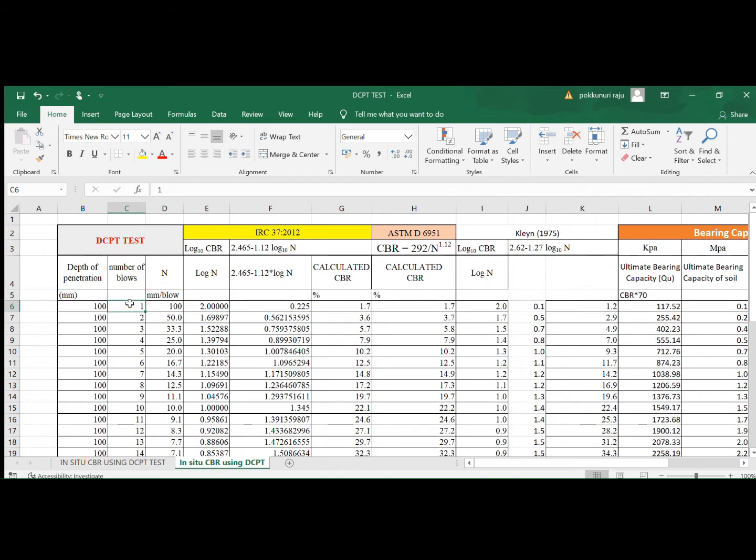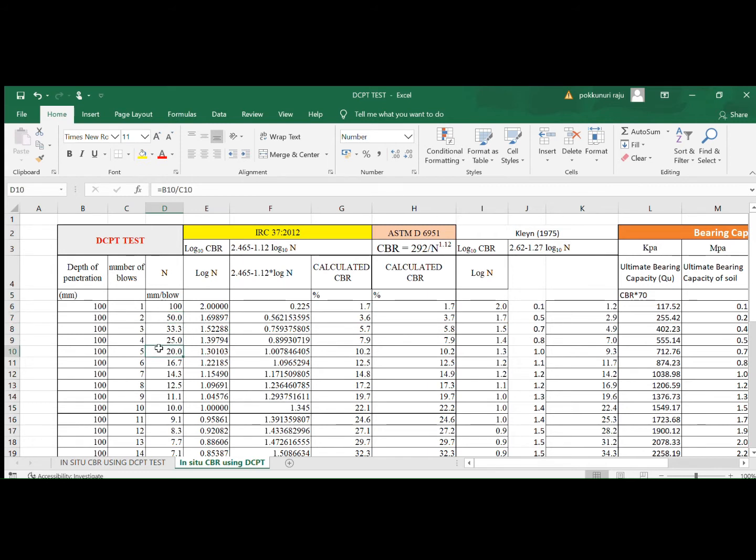Now when the number of blows is 1, the N value is 100, because 100 by 1 is 100. When the number of blows is 2, the N value is 50, because 100 divided by 2 is 50 millimeters per blow. These N values are calculated because they will be utilized to calculate the CBR, which is given in the equations as per the IRC 37 2012 version or ASTM D6951, or the equation developed by Klein in the year 1975.